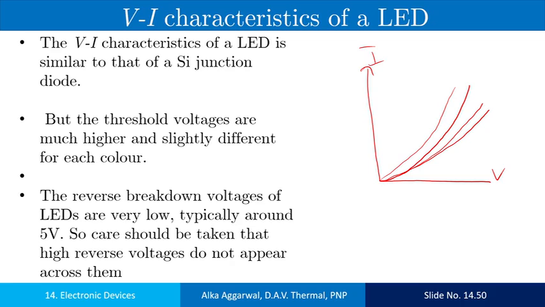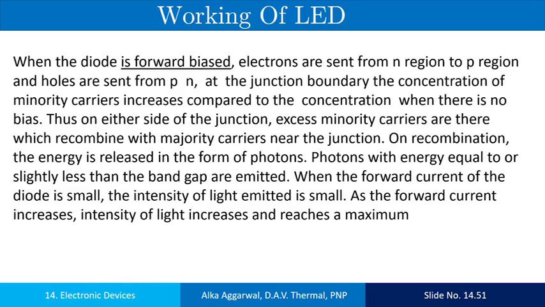The reverse breakdown voltage of LEDs is very low. It is about 5 volt. So care should be taken that high reverse voltage does not appear across them. LED is used in forward biasing.